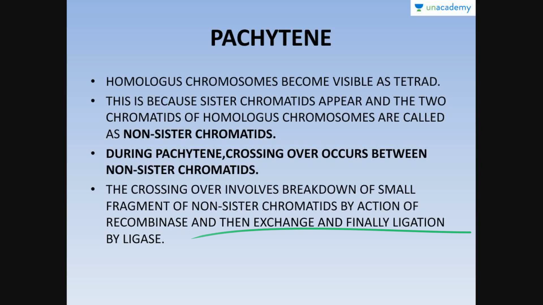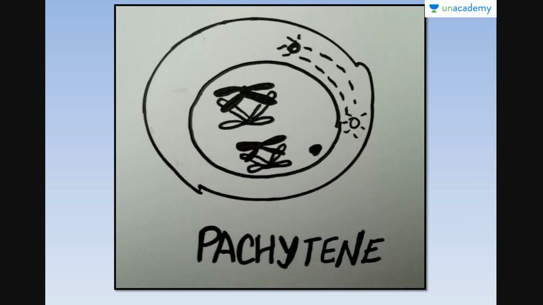That means the two non-sister chromatids exchange genetic material between themselves. This process involves first the breakdown of a small fragment from each non-sister chromatid, then exchange of these small fragments, and finally ligation of these to the newly formed structures with the help of an enzyme called ligase. The process of crossing over will become clearer as we go further, and you will actually see that crossing over has taken place.